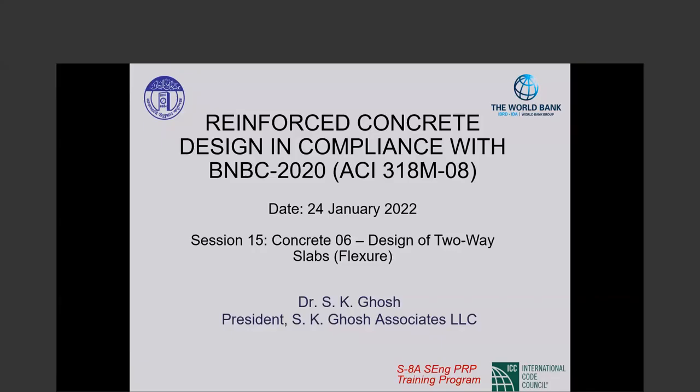This is the sixth concrete session. We will talk today about the design of two-way slabs. Today, it will be specifically designed for flexure, and tomorrow designed for shear.